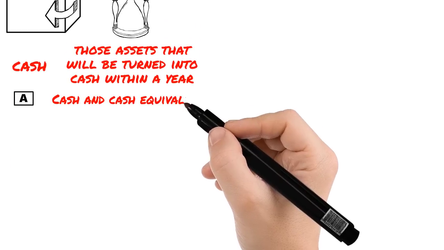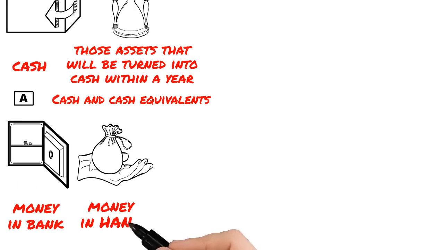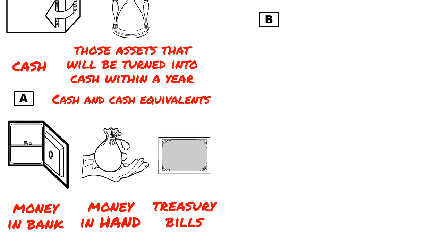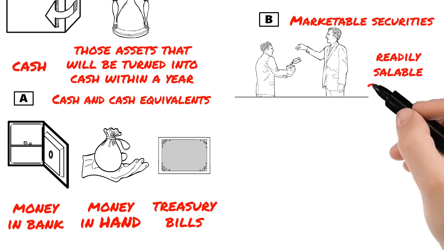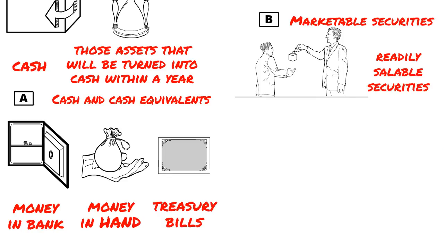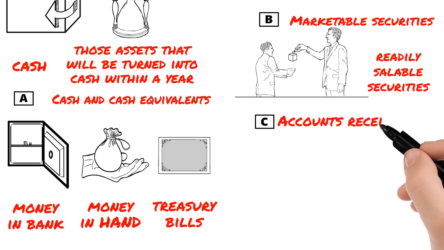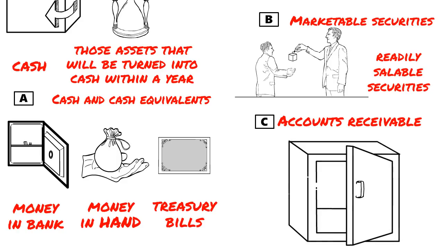Cash and cash equivalents: this is money in bank, in hand and treasury bills. Marketable securities: these are short-term securities that are readily saleable, like trading securities, held-to-maturity securities, and available-for-sale securities. Accounts receivable: these are the amounts due from customers. An allowance for doubtful accounts is deducted from total accounts receivable.